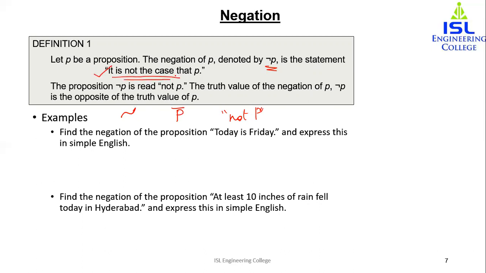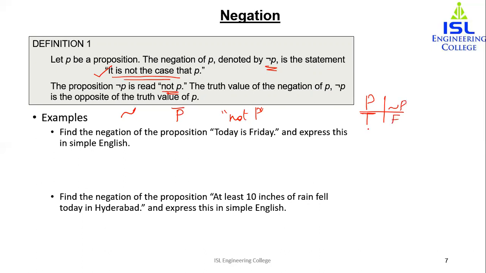So whenever we have a proposition, if we apply negation to it, we have to attach this part of the statement: it is not the case that P. The proposition negation P is read as not P. The truth value of the negation P is opposite of truth value of P. So suppose if the truth value of the proposition P is true, then negation P will become false.